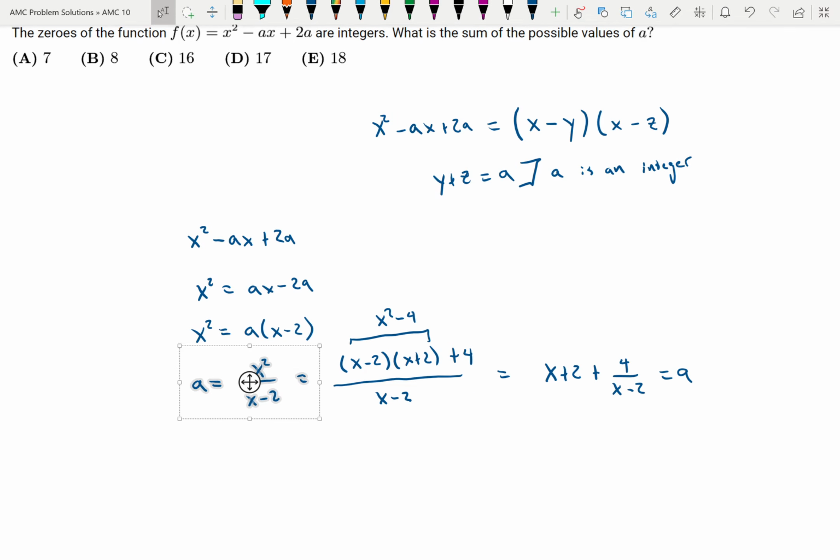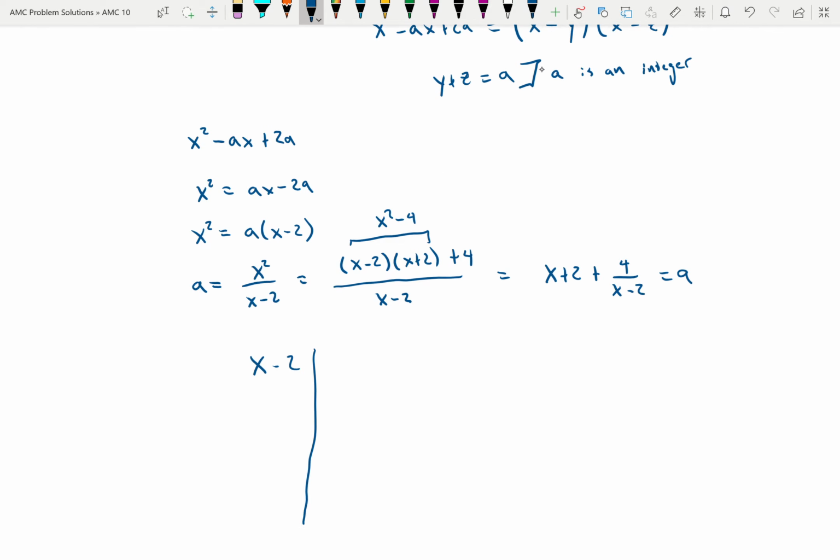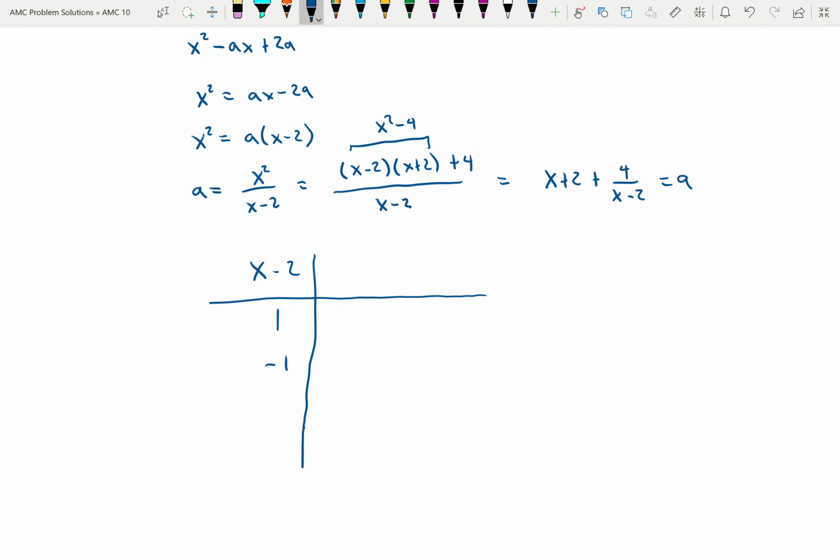So really the possible values of a are all the scenarios where this right here is an integer. So I'm going to make a chart of all the values of x minus 2 that are going to work. So all values of x minus 2 that can work: 1 could work, -1 could work, 2 could work, -2 could work, 4 could work, and -4 could work.